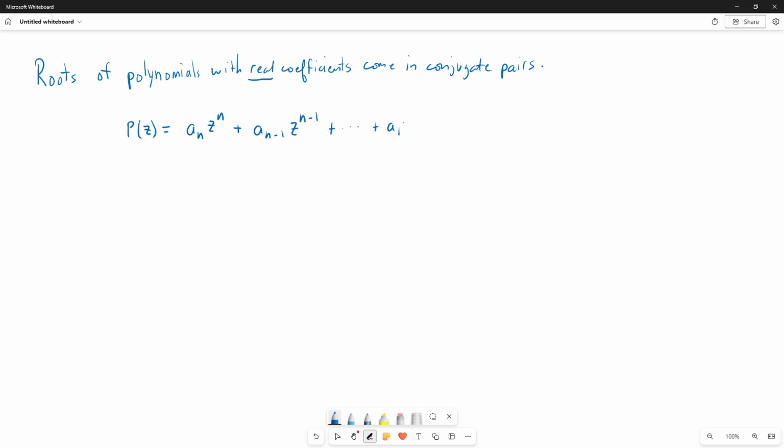Down to a1 z plus a0, where the coefficients a sub i are real numbers for i equals 0, 1 up to n. And the complex variable z is x plus iy, where x and y are real numbers.